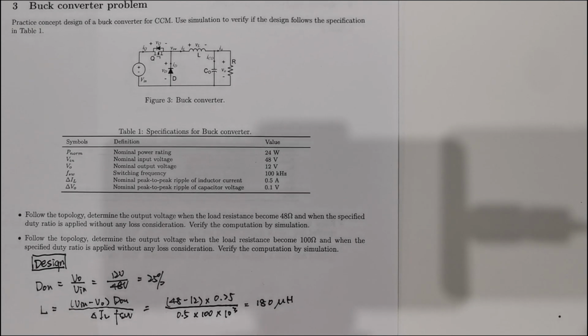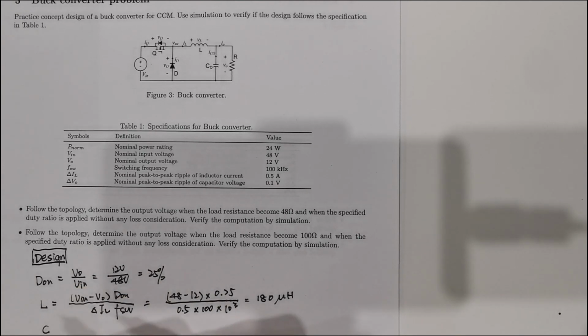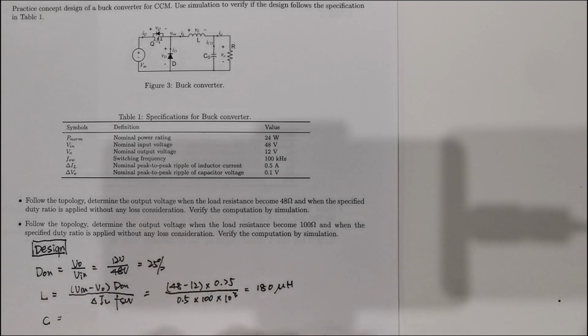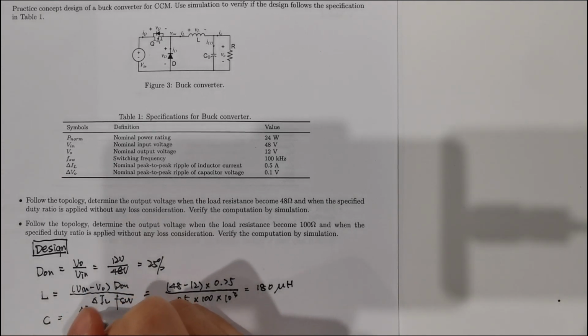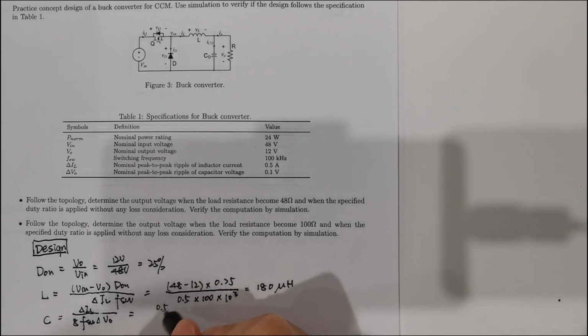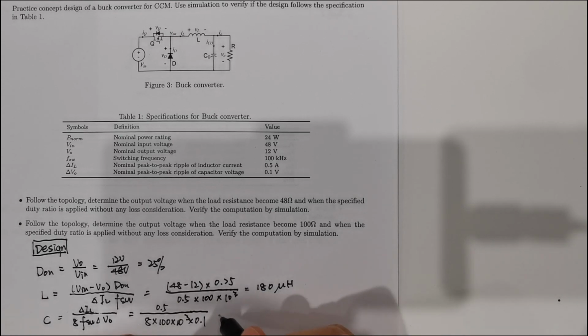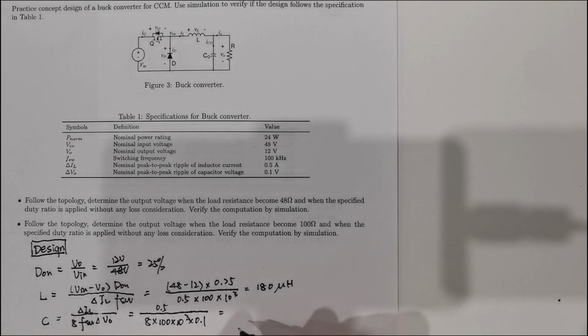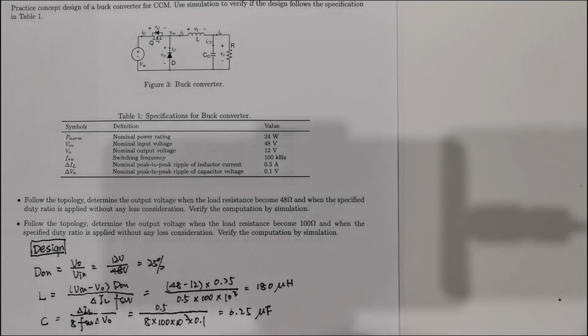We can also calculate the capacitance based on the equation delta IL divided by 8 times frequency times delta V out, which is 0.5 divided by 8 times 100 times 10 to the power of 3 times 0.1, and we got the capacitance is 6.25 microfarad. The question asks for the output voltage when the load resistance is 48 and 100.